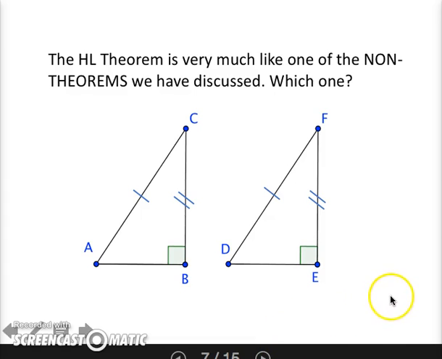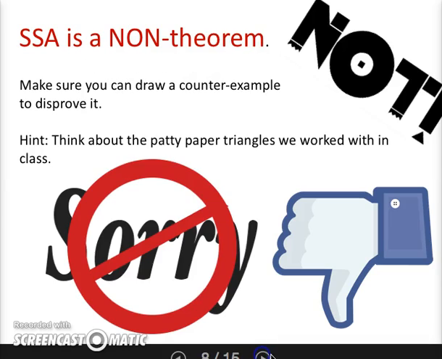The HL theorem is very much like one of the non-theorems we have discussed. Which one is that? SSA is a non-theorem. We found a counterexample for that in class. Make sure you can draw that counterexample to disprove this non-theorem. Think about the patty paper triangles that we worked with in class.